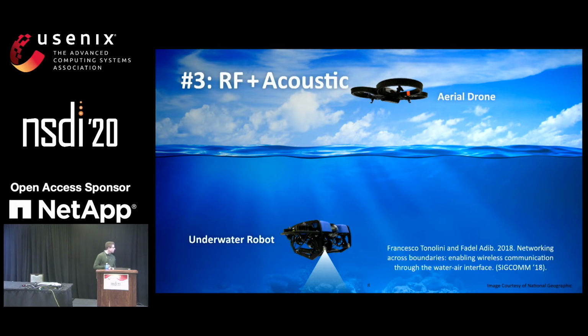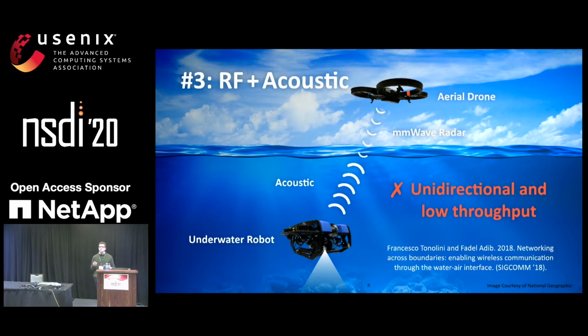And a really interesting prior work saw these two mediums here, and they said, well, we can send out acoustic data underwater, which is going to cause these small displacements on the water surface. We can then sense those with millimeter wave radar. However, this is unidirectional, again, as we have those RF waves. And it's also low throughput, so only a few bits per second.